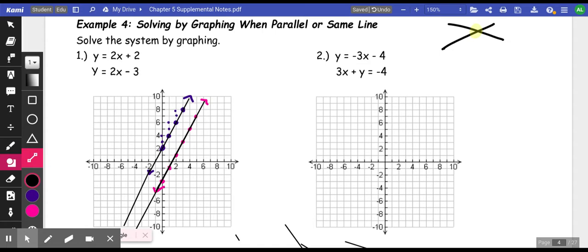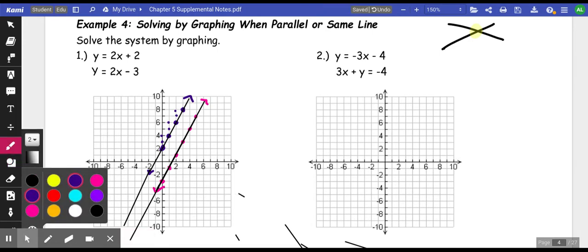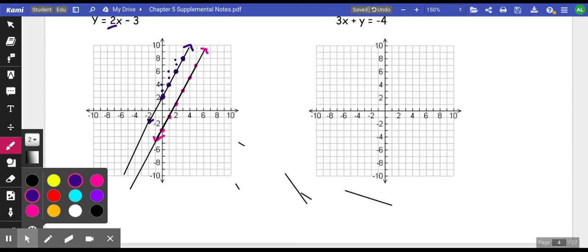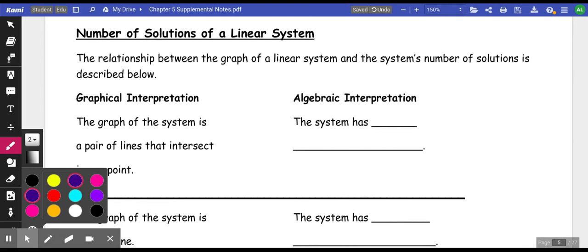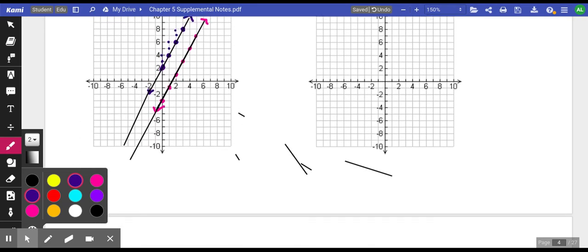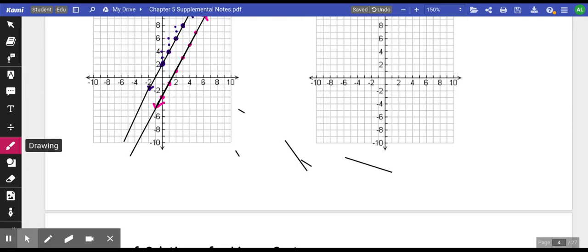Okay, I remember when we were talking about parallel lines, when we were talking about writing equations for lines, these lines here are parallel. They have the same slope. So no matter what, these lines are not going to intersect. Okay? So when lines don't intersect at all, we say that they have no solution.